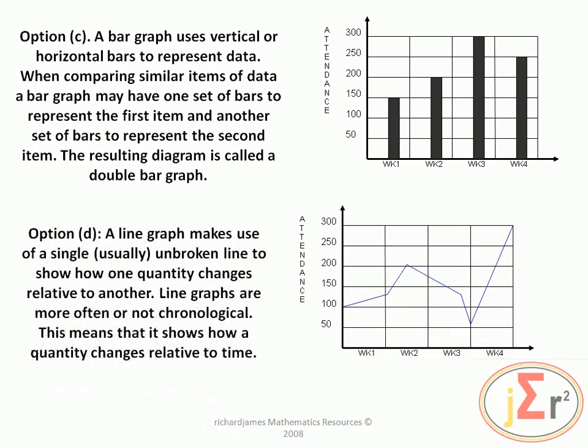Now, option D. A line graph makes use of a single, usually unbroken line to show how one quantity changes relative to another. Line graphs are more often than not chronological. What does chronological mean? It's right there on the screen, Jerry. This means that it shows how a quantity changes relative to time. So a chronological line graph will show how one variable changes relative to time.